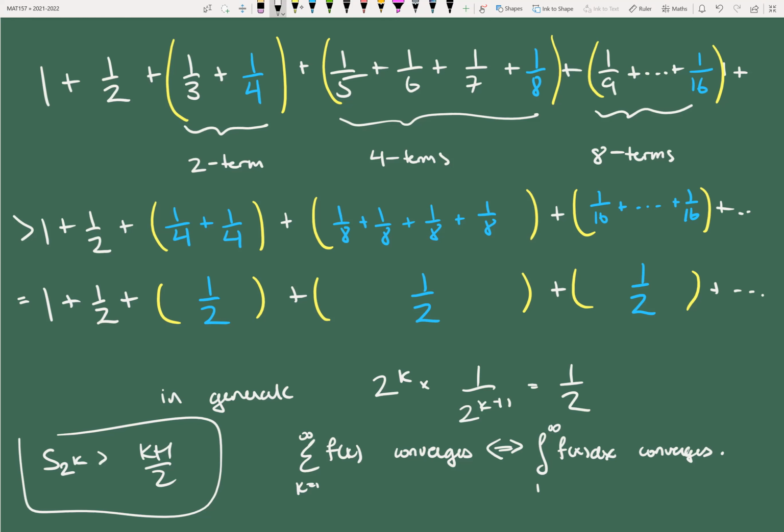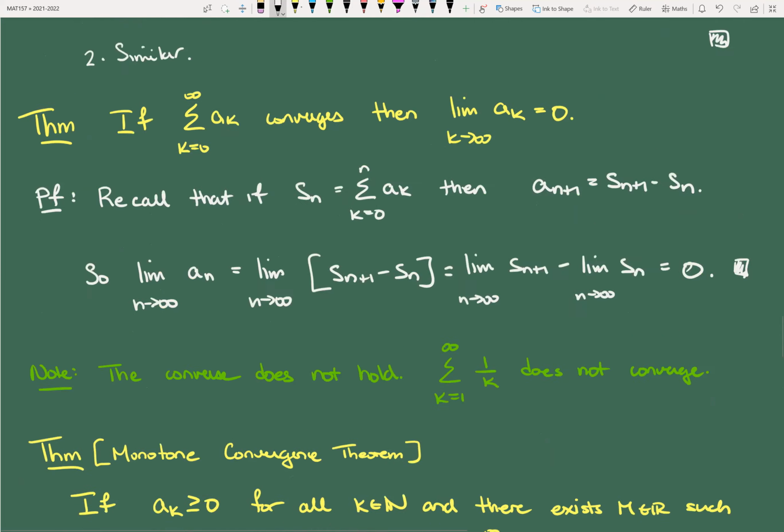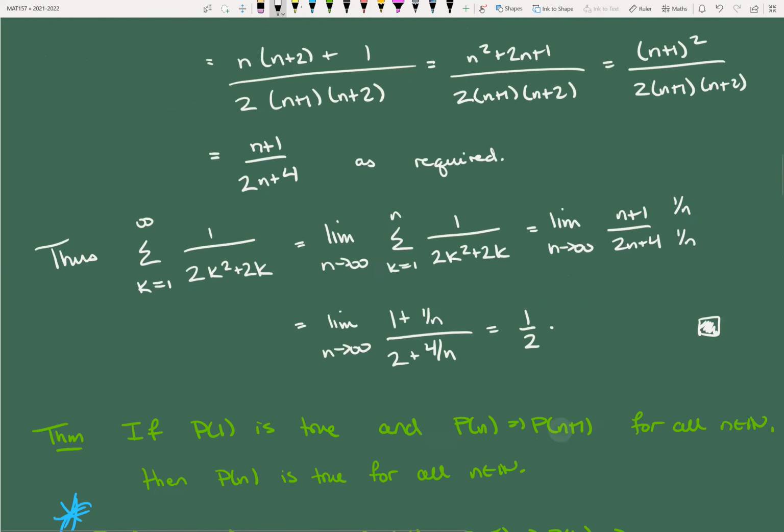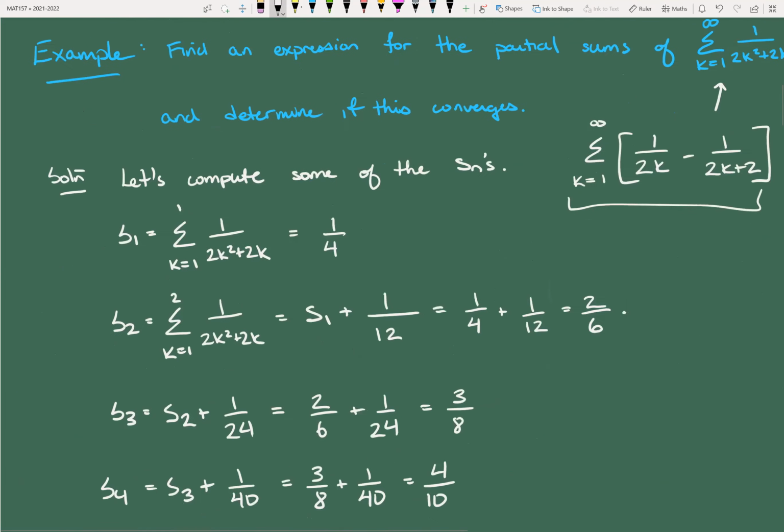Is there any obvious exercises you can just try, write some stuff down? Like I said, generally it's very hard to find a closed form expression for the partial sums, so there probably isn't a crazy amount that you can do. But remember the first example that we did? I took this telescoping series, did the cross multiplication, gave it a common denominator, and then worked it out. If you want more practice, you can do exactly the same thing.